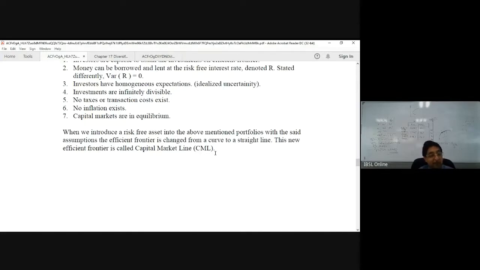So what they do is, even though they invest in risky assets like company shares and debentures, they try to bring down the risk of those portfolios by adding risk-free assets into that portfolio. And when you add risk-free assets into the portfolio, what would happen? The efficient frontier of the portfolios would change, and that would become a straight line. That line is known as the capital market line. Right now we will see how we can depict that capital market line on the graph.